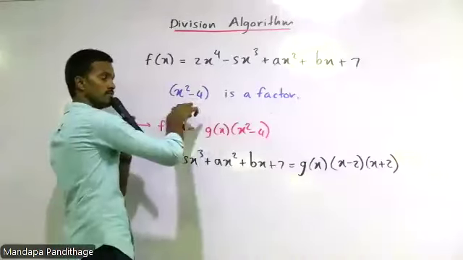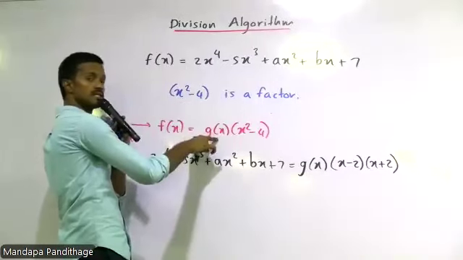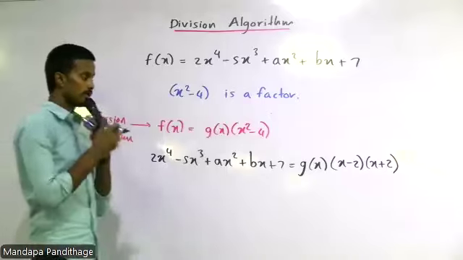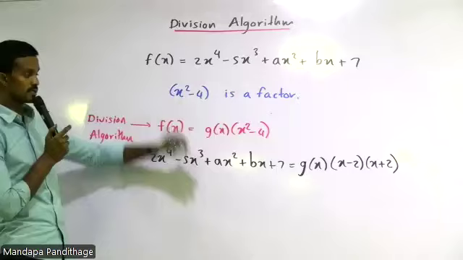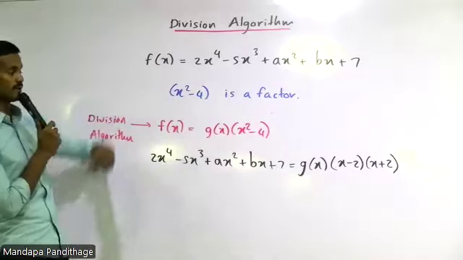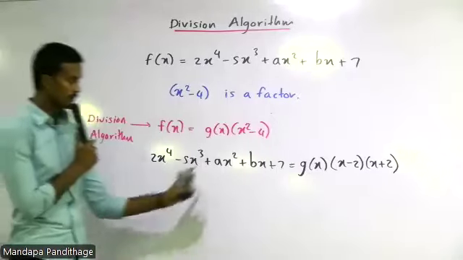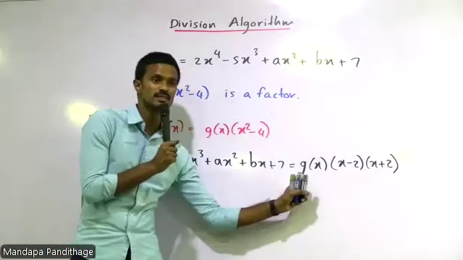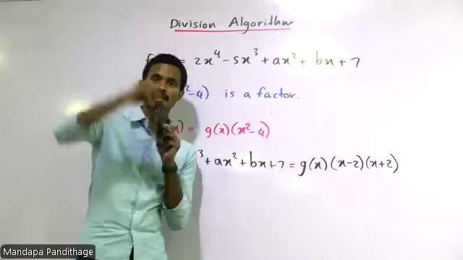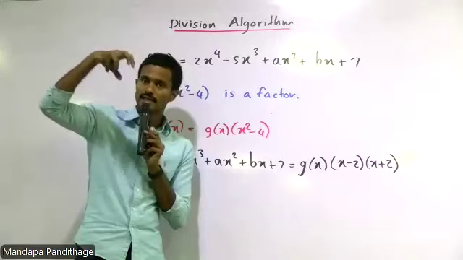I'm the one who brought g(x), so I need to find a and b. I even talked about this when we were doing the proof of the remainder theorem. I only want to find a and b. So I want to take out this g(x), because g(x) is unwanted and unnecessary.